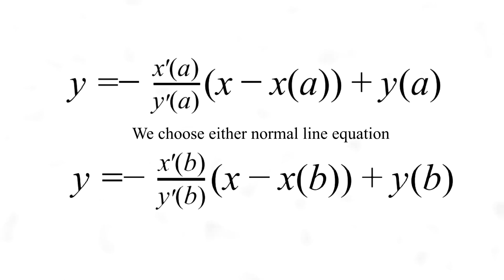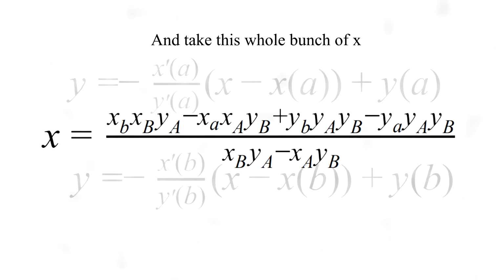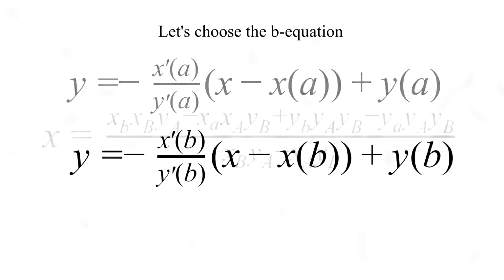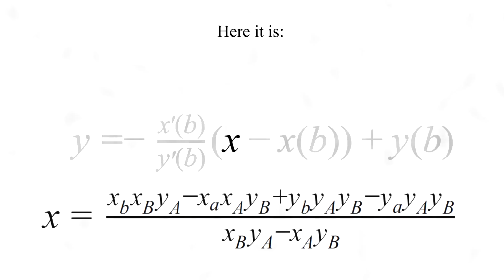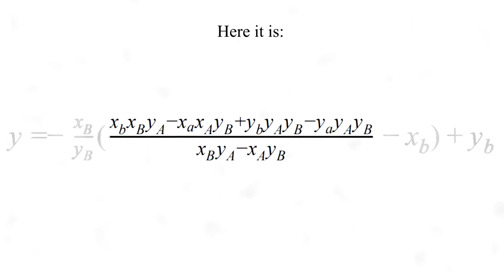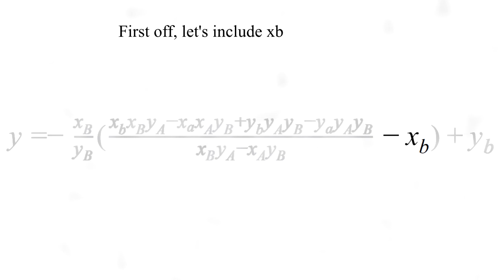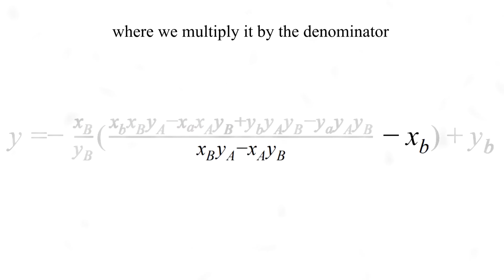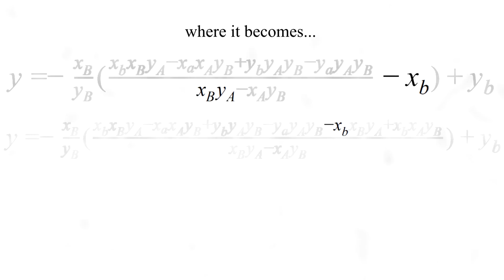To solve for the y-coordinate, we choose either normal line equation and take this whole bunch of x to substitute for that equation. Alright, let's choose the b equation. Here it is. Okay, so first off, let's include the xb to the fraction, where we multiply it by the denominator, where it becomes negative xb, x big B, y big A, plus xb, x big A, y big B in the numerator.